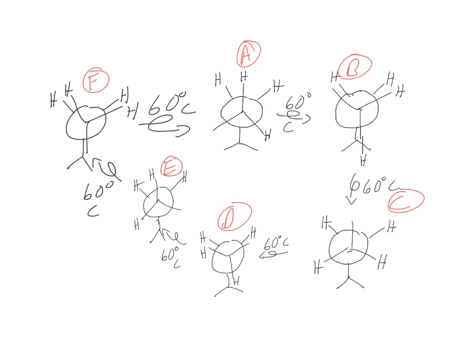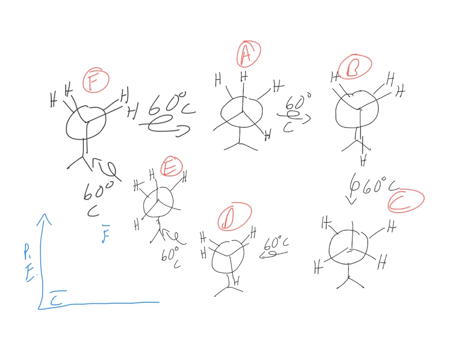So if I was drawing a little chart in this bottom right corner, and this is PE for potential energy, C would be down here, low. Be low in energy. If you're high up on the chart, that means you're high in energy, you're unstable. So which one's going to be the highest in energy, do you think? If C is the lowest, which one's going to be the highest? F. F would be the highest. That'd be the highest in energy.